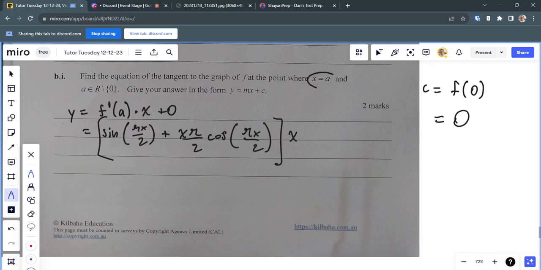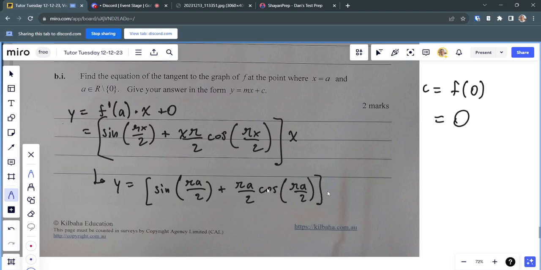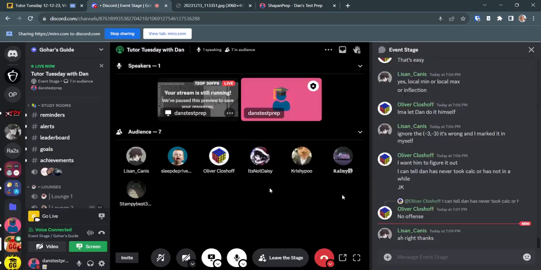And since this is at x equals a, we just need to substitute in a values. So we're going to get y equals sine of pi a over 2 plus pi a over 2 cosine pi a over 2, times x. That should be the answer.